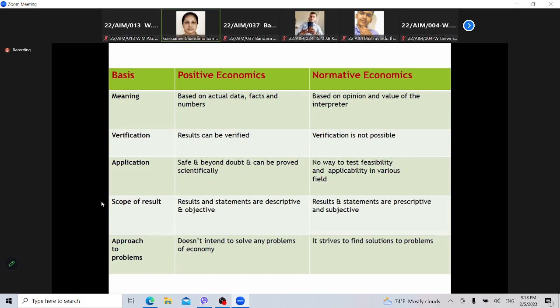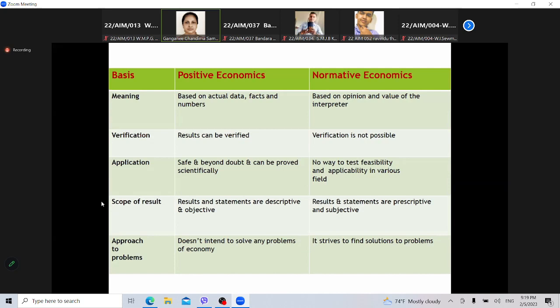Let's say when I see something is beautiful, but another person will say, no, it's not beautiful. It's subjective. When I'm eating something, I feel it has a very good taste. But another person who doesn't like that product or food says, no, I don't like that. It's not tasty. So that's why these normative economists are thinking in a subjective way. Person to person, the opinion may change.